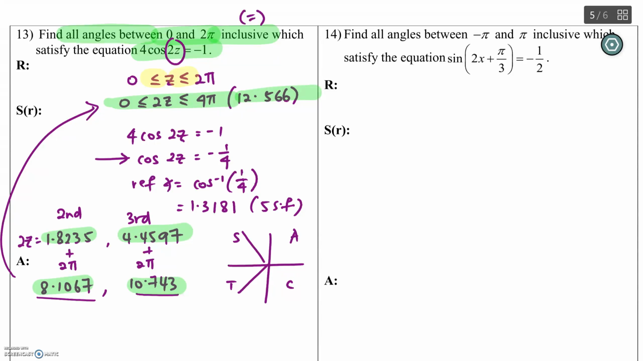So we can proceed to find the value of z by dividing by 2. Leave your answer to 3 significant figures, arranging your answers in ascending order.